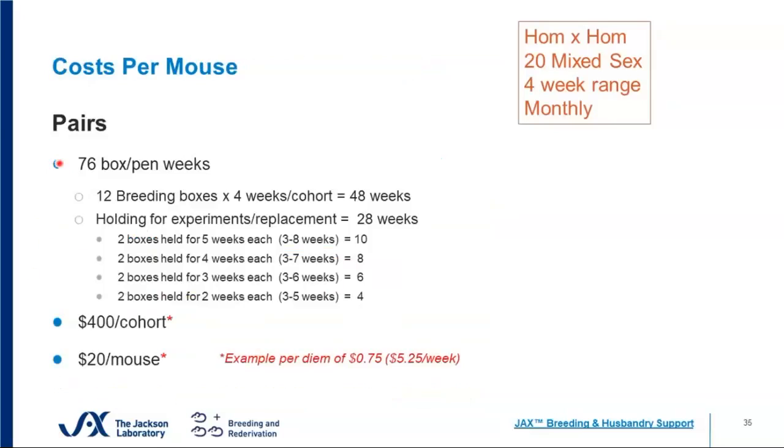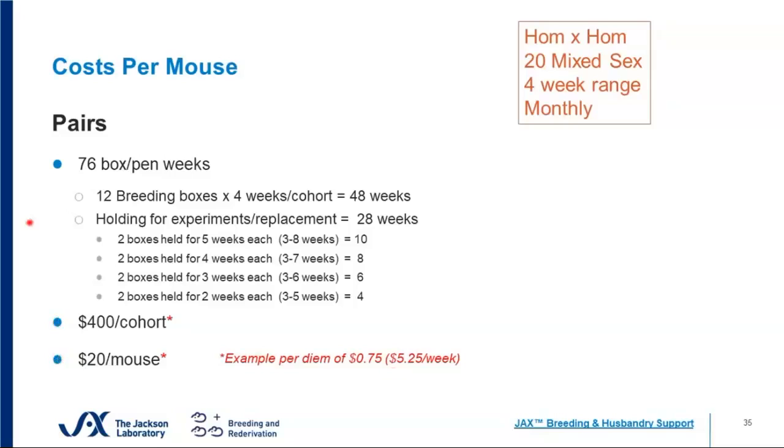I know people look at their per diems in different ways, but basically if you breed in pairs, for each cohort, you're going to have 76 box or pen weeks. So you have 12 boxes that you have on the week shelves for 4 weeks for each cohort. That's 48 weeks. And then the holding for your experiments and replacement breeders is 28 weeks because you have 2 boxes that you hold for 5 weeks, 2 boxes that you hold for 4 weeks, 2 for 3, etc. So that's a total of 76 box weeks. And if just using an example per diem, you could substitute in your own, 75 cents per box per day or $5.25 per box per week. That's about $400 for the cohort or $20 per mouse.